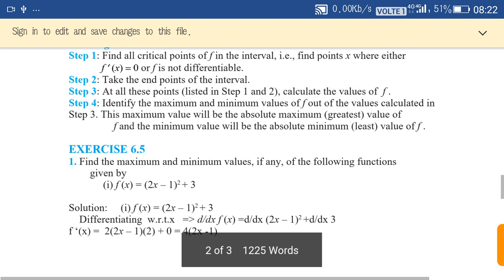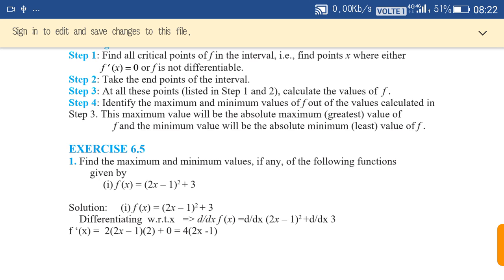Now there are some few questions from exercise to understand above statement clearly. Exercise 6.5. First, find the maximum and minimum value if any of the following functions given by f(x) is equal to (2x minus 1) whole power 2 plus 3. Function is this. I am using second derivative test in this case.